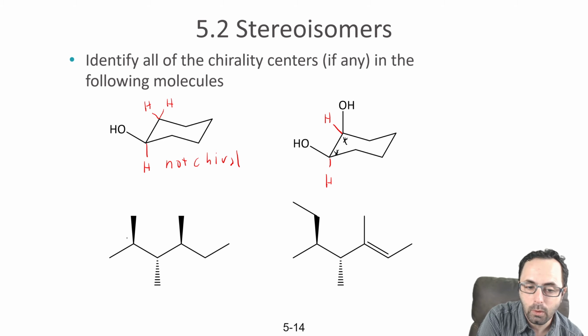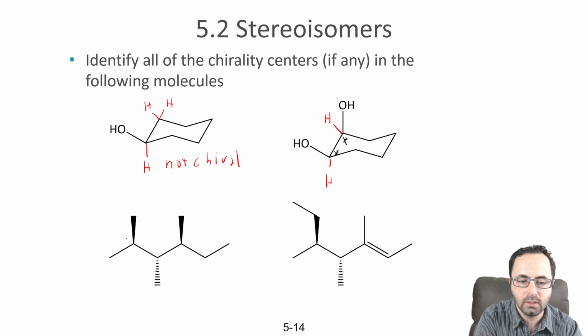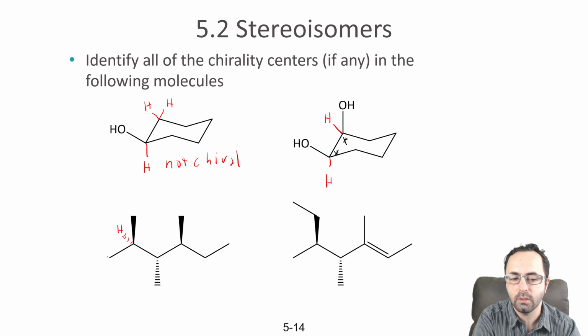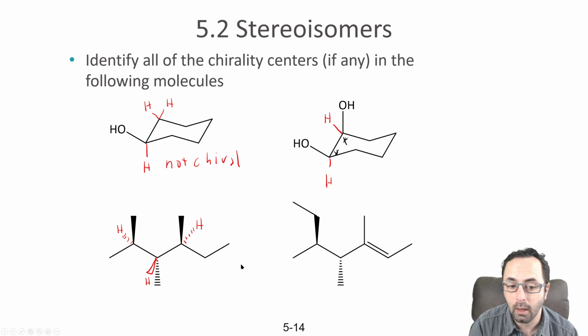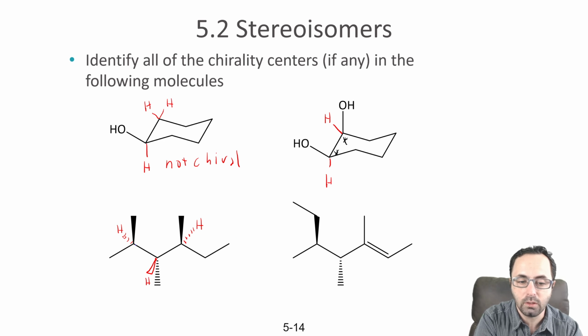Now let's look at this one here. Well, let's fill in some hydrogens. So there's a hydrogen on the dash here. There's 3 hydrogens here. Here there's a hydrogen on the wedge. And here there's a hydrogen on the dash because the other one's the wedge. So this carbon is not chiral because there are 3 hydrogens attached. This carbon is not chiral because there are 2 hydrogens attached, which are the same. And this carbon is not chiral because there are 3 hydrogens attached. So our chiral centers are right here, right here, right here.